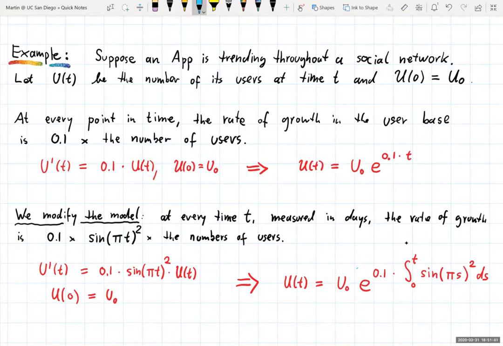So in the first model, we have our classical exponential growth. And here what we're going to have is actually a somewhat slower exponential growth. So what we can tell is that the integral from 0 to t of the sine to the square function is certainly going to be smaller than t. So what we can expect is that this function u of t is going to grow at a much lower pace than in our first model.